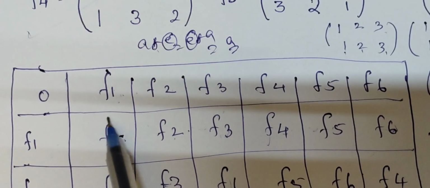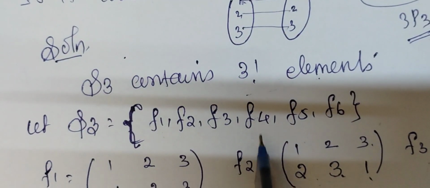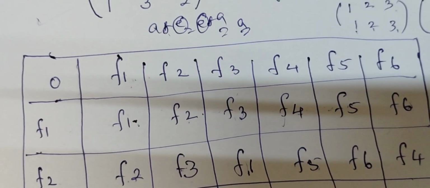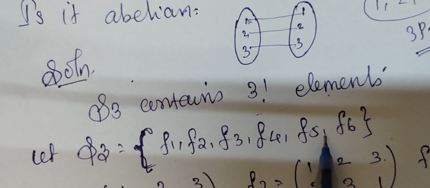First condition is closure. What is closure? How will you verify the closure property? You take the table. This table contains all the elements, and all the elements of this table belong to the given set S3. That is, in each row we can get F1, F2, F3, etc., F6. So there are no new elements other than these S3 elements. Therefore, closure property is true.